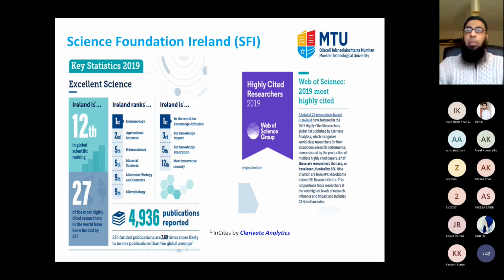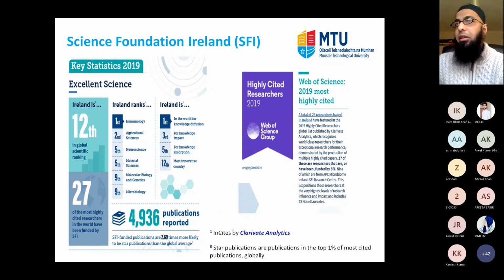Now you can see in their annual report, they are providing some metrics, and these are basically internationally accepted metrics based upon which governments invest in research. Here you can see Ireland is 12th in global scientific ranking, and it had 27 highly cited researchers back in 2019. Similarly, they are providing rankings in different scientific domains. For example, Ireland ranked number one in immunology, number two in agricultural sciences, and they mention how many research publications were published by Irish researchers and scientists around the globe in that particular year.